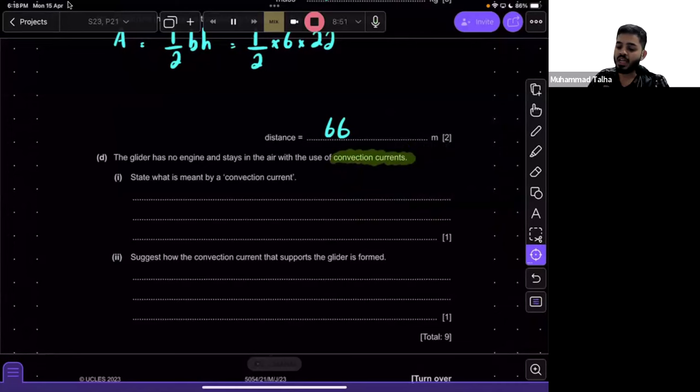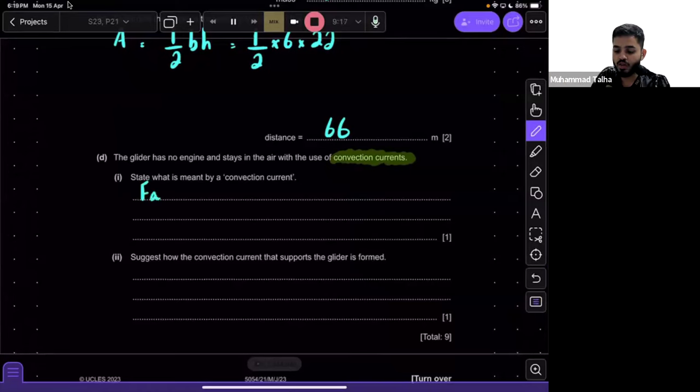All right. So D part 1, state what is meant by a convection current. So you know that the rising of hot air, in this case it's going to be air, otherwise I would also say water. So the rising of hot air because it's less dense, and then the falling of colder air because it's more dense. And that movement that it constitutes is what is known as a convection current.